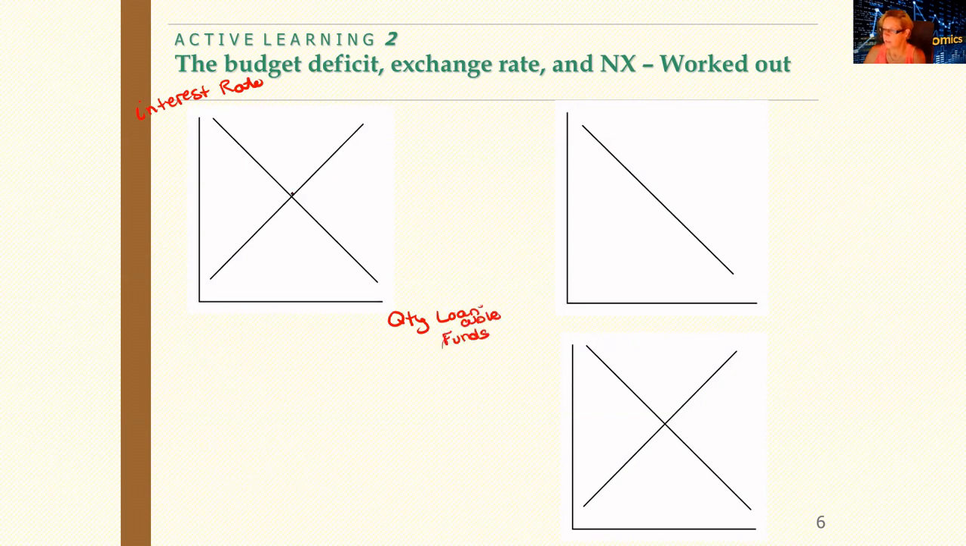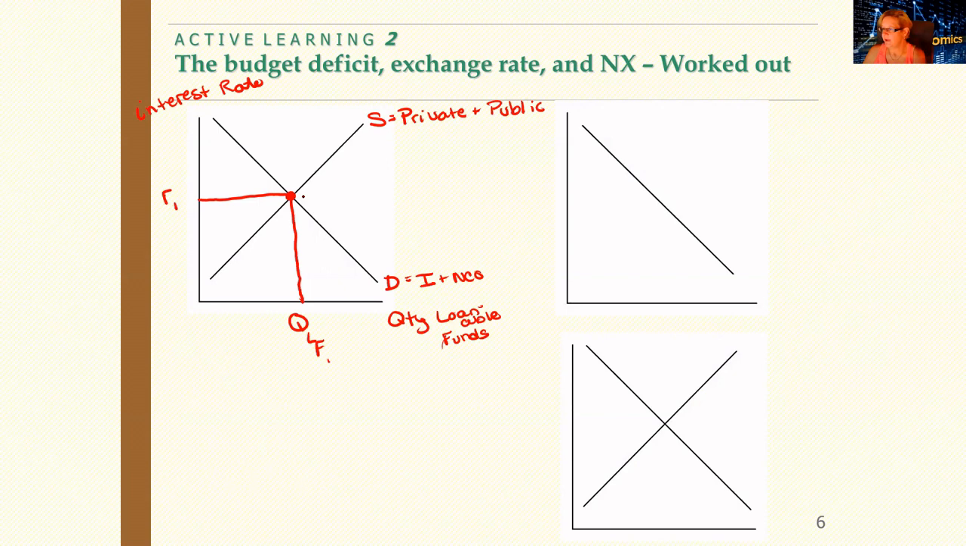We're going to start here with the balance of the budget, national savings, and we have the demand, which is equal to investment plus net capital outflow. We have national savings, which is private plus public. Right now we're at interest rate R1. Here's our quantity of loanable funds, 1.